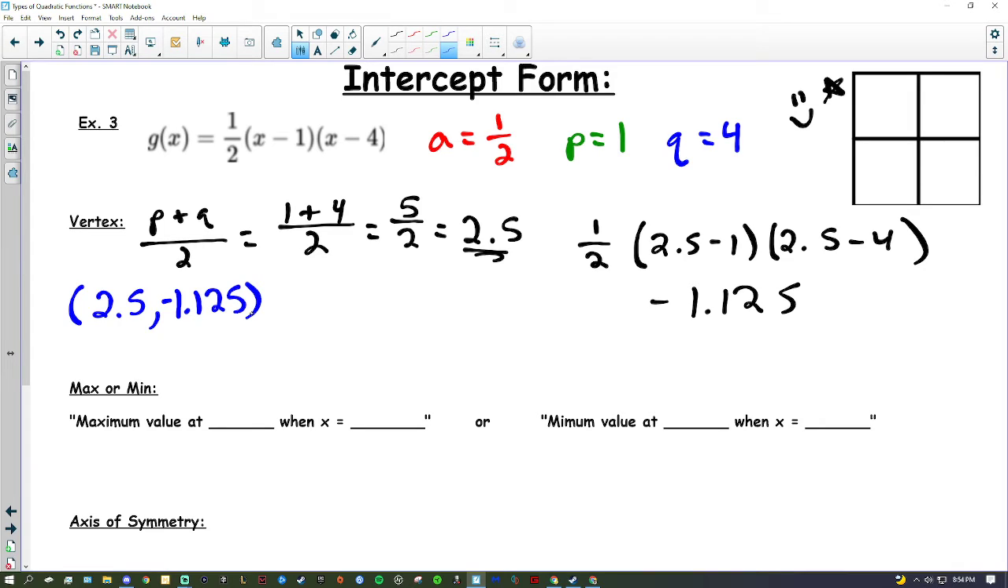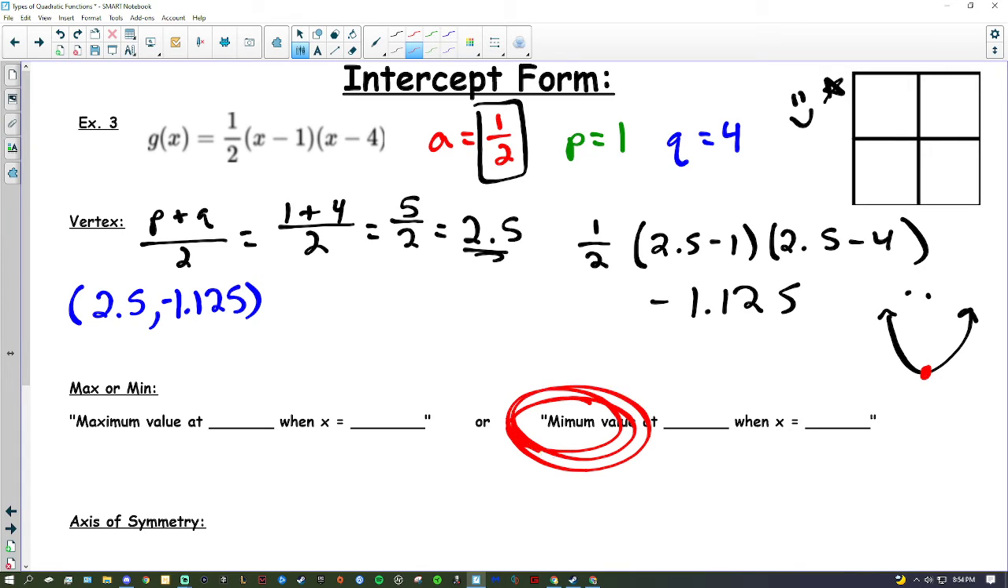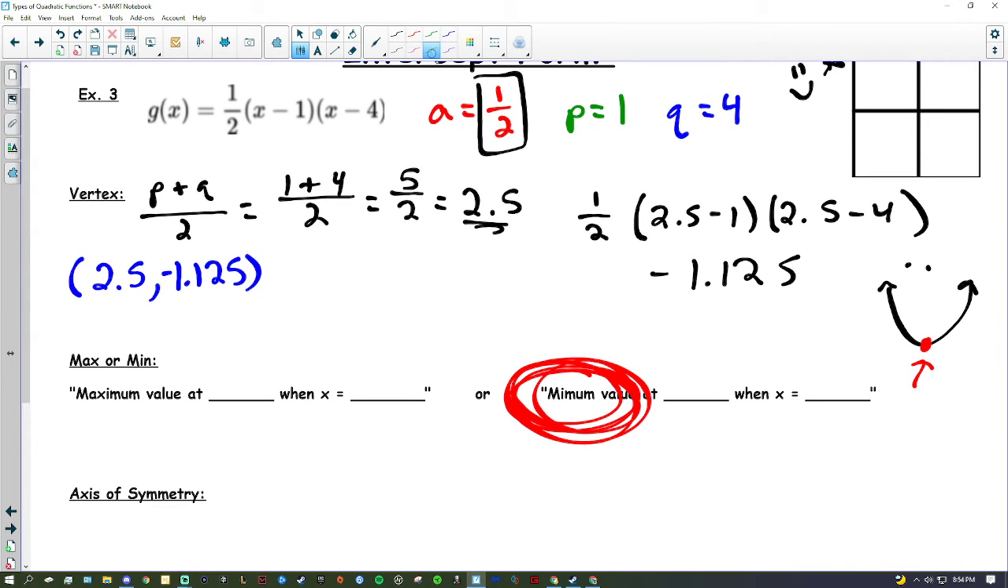Now, is it a max or a min? Oh, yeah, you guys knew. You knew this was a positive, and it had to be another happy one. It's happy, and has a min. So it's a minimum, because it's at the bottom of the smiley face. Your axis of symmetry. You're like, Mr. Tokar, give me a challenge. The axis of symmetry is always at the x value. x equals 2.5. Great job.